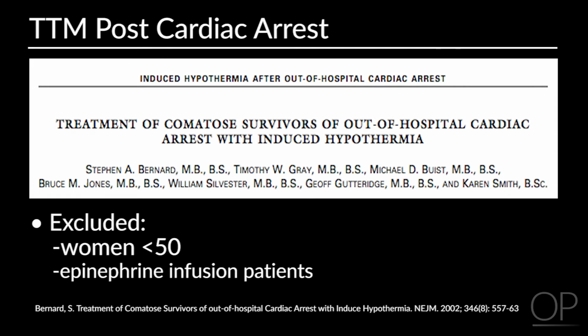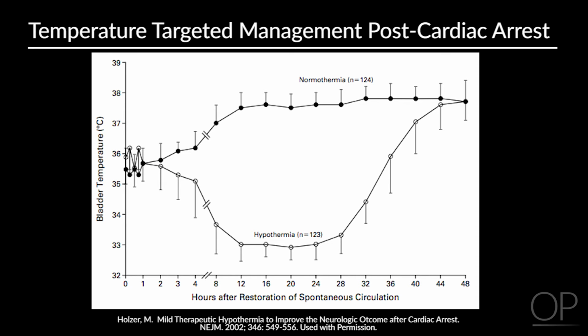As well, patients that were on epinephrine at the time of the initial assessment for the study, so specifically those patients that were in cardiogenic shock, were actually excluded from the study as well. So when we take the next step and we look at the AHA study, what do we see that raises concern as to the ability to extrapolate this data?